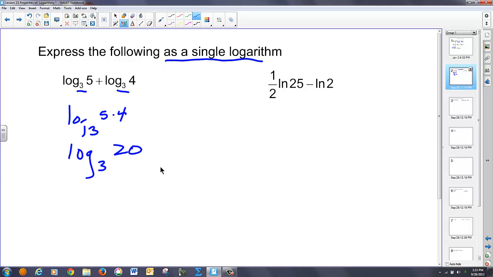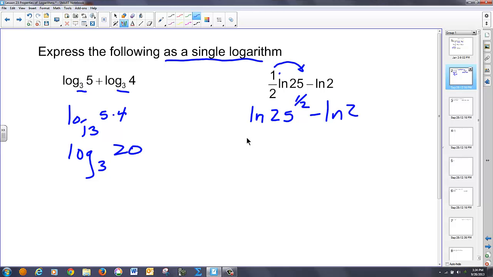of 20. Now you'll notice here, in this case, 1/2 is multiplied by the natural log of 25. However, that 1/2 is not multiplied by the natural log of 2. So what I'm going to do is use that third property, except go backwards on it. I'm going to take that multiplication and bring it up to a power. So this is the natural log of 25 to the 1/2 power minus the natural log of 2.